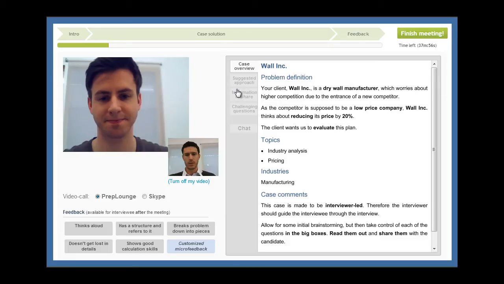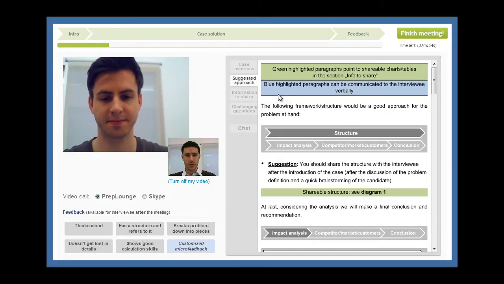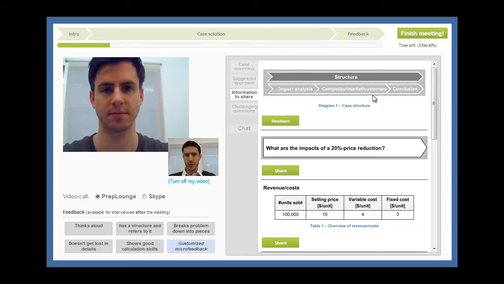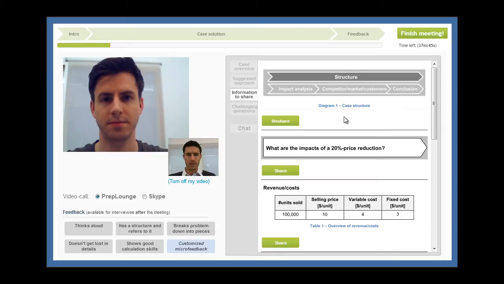Okay. So I like your structure. I think we agree with the structure, so let's follow this line of thought. And the first thing I would like you to answer is, what are the impacts of a 20% price reduction then?